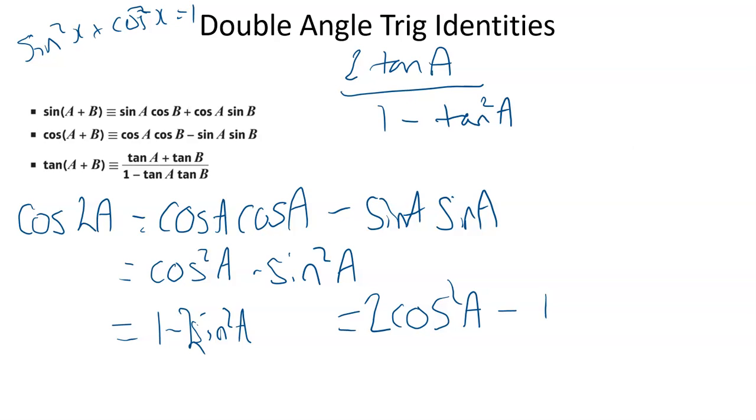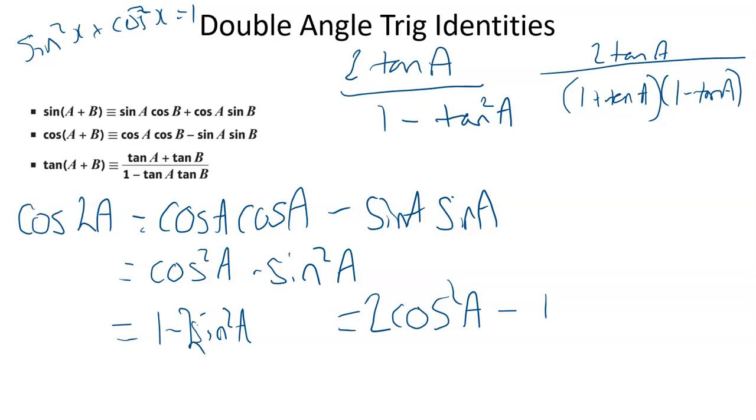I'm not sure if we can simplify that in any other way. The denominator is of course a difference of 2 squares, so you could write it as 2 tan A over 1 plus tan A times 1 minus tan A. Now I'm not sure if that's helpful. There's no cancelling we can do there, but it might be vaguely helpful. So now we know what they are, let's have a look at how we can use them in some examples.